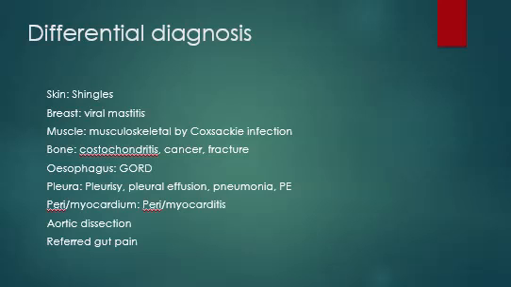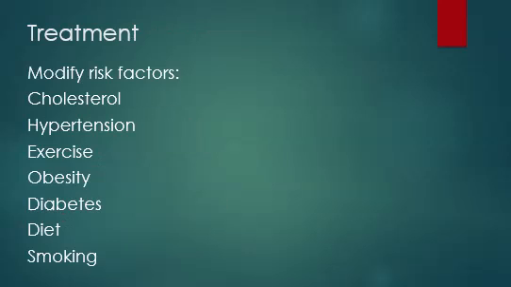Aortic dissection tends to be quite extreme chest pain that radiates to the back as well. So if someone has chest pain that radiates to the back, it's worth investigating for an aortic dissection immediately, because those are considered a medical emergency, just like an MI. And also you could just have referred gut pain. I say just, but that could actually be from a serious cause, but referred gut pain could cause angina as well. Well, not angina, but something that looks like angina.